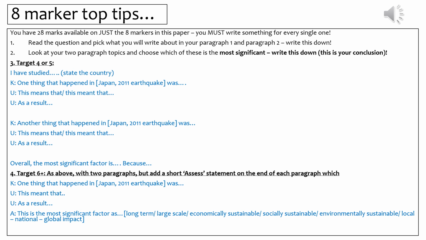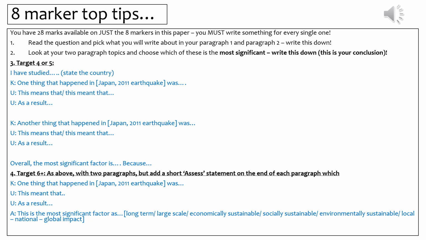The second thing I would say is that in order to get that grade 4 or 5, you need to talk about significance. It must have a conclusion on the end that says, overall, the most significant factor is. It doesn't matter which one you choose, as long as you argue why one of the things you've talked about is more significant or more important or more effective than the other.